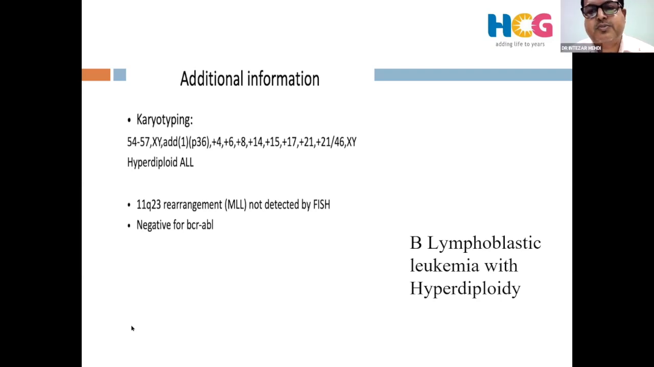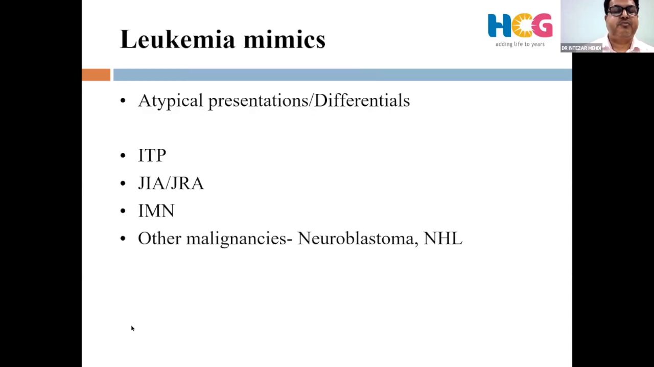Thanks, Dr. Renu, for a very crisp explanation of that flow. So we were able to diagnose this child with B-cell lymphoblastic leukemia, and incidentally, the karyotyping revealed that the patient was having hyperdiploidy, which is a good prognostic marker. A 4-year-old with low count, hyperdiploid B-cell ALL, and negative for BCR-ABL and AML. So a standard risk patient who did very well with treatment.